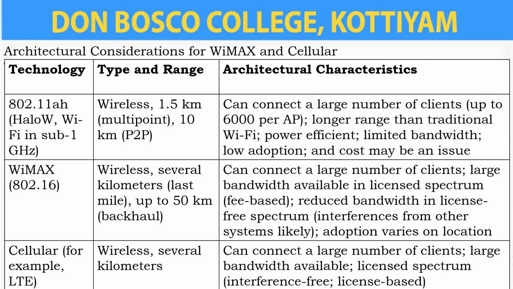And the next technology is WiMAX. It is also known as 802.16. It is also a wireless type, and its range is several kilometers. Its characteristics are that it can connect a large number of clients. Also, large bandwidth is available in licensed spectrum.